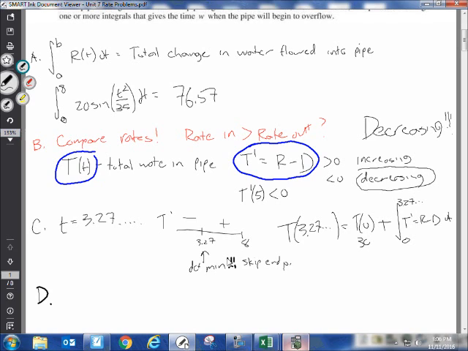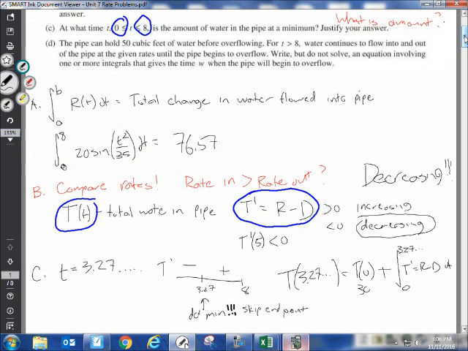Now in terms of the justification, this is not proper justification. You'd say, you know, T prime is negative, like the water amount is decreasing until this time and increasing from there on. Therefore, that must be the absolute min. That's what I would kind of write down.